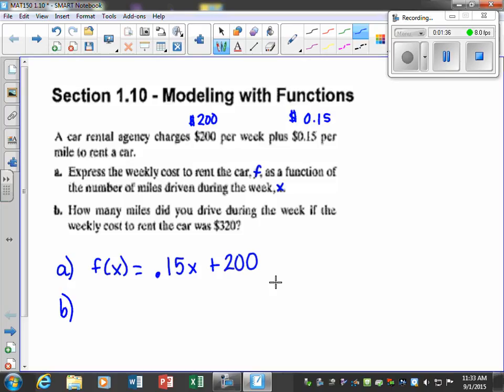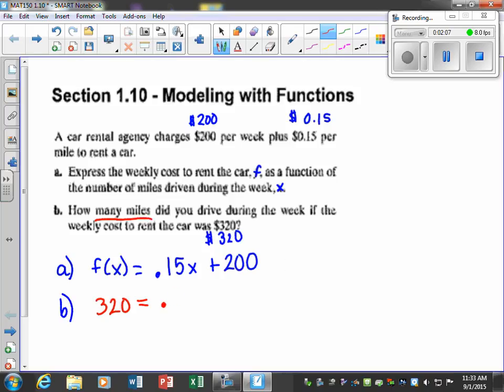Okay, now let's look at part B. How many miles did you drive during the week if the weekly cost to rent a car is $320? Let me write this so you can see it. This time, what does the $320 tell us in this equation? It's the actual total cost, right? So they're saying, well, you know how much it costs total. You tell me how many miles.